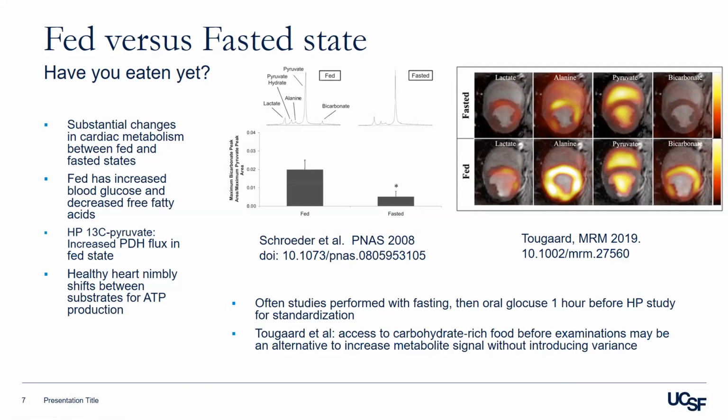This is an interesting recent paper from Aarhus, doing a bunch of detailed pig studies. And they suggested, well, maybe based on their results, instead of doing this oral glucose, you could just provide access to carbohydrate-rich food before the examination as an alternative. So get somebody in the fed state, not with the oral glucose, but carbohydrate-rich food, to increase your metabolite signal, and without adding much variance. So I think this is a major challenge here, though.